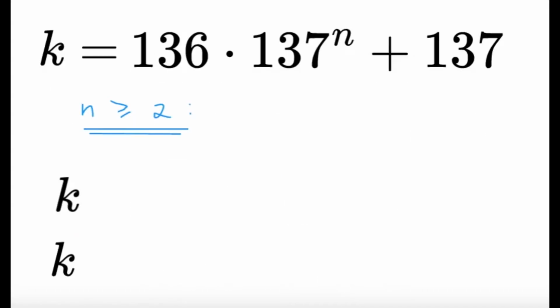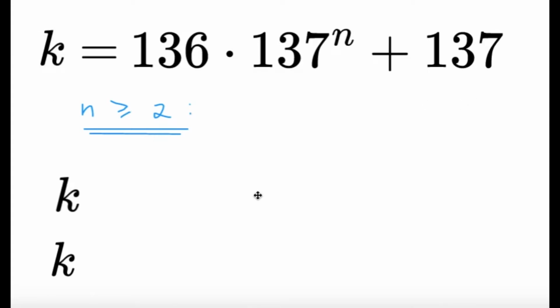So the given condition, a natural number n greater than 1, is the same as saying a natural number n greater than or equal to 2, since we're just dealing with natural numbers or positive integers. So let's take a look at this. Let this value be k.